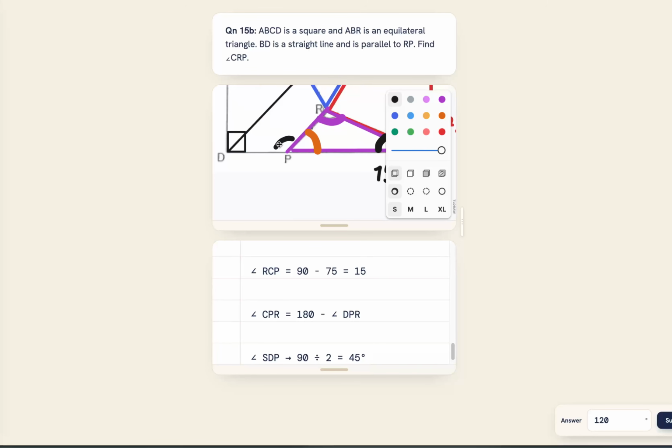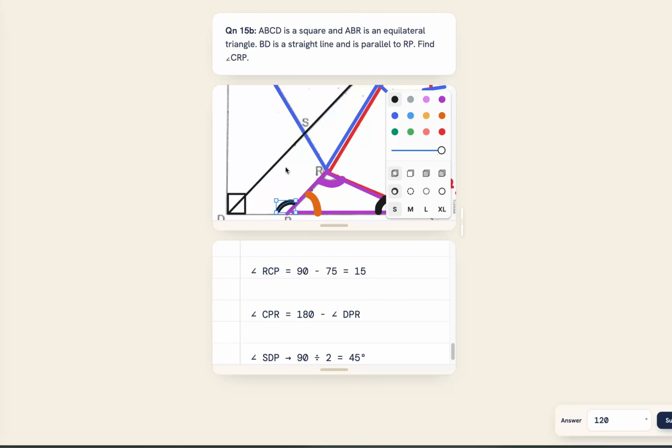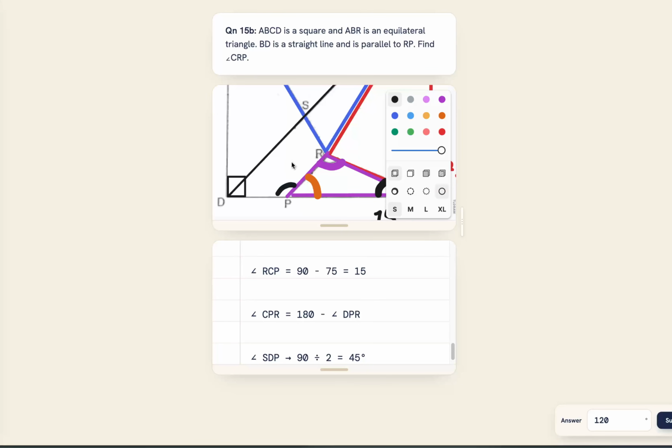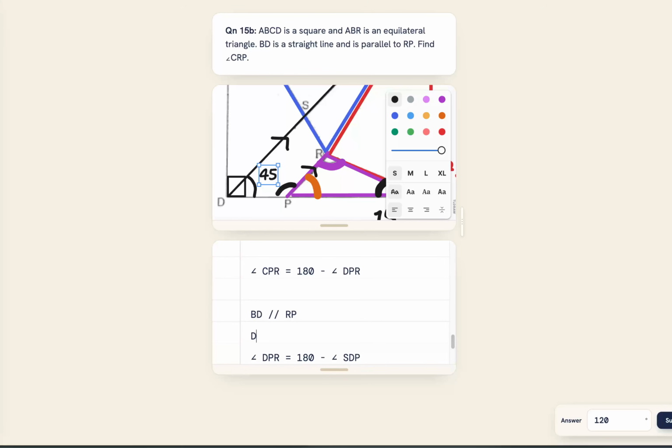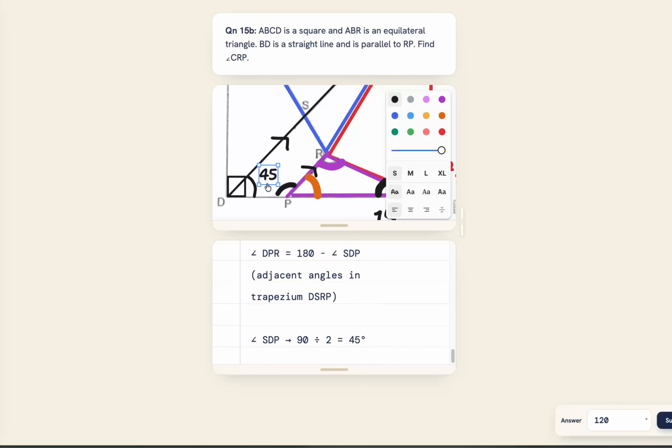Okay, so in order for us to get this, since BD is parallel to RP, in this case it will look something like this. Therefore, angle DPR is basically 180 minus angle SDP. So now we know angle SDP is 45, which in this case is over here. Okay, so 180 minus SDP because of adjacent angles in trapezium DSRP. Okay, because BD is parallel to RP, which also means DS or SD is also parallel to RP, makes it trapezium DSRP. So now we know this is 45.